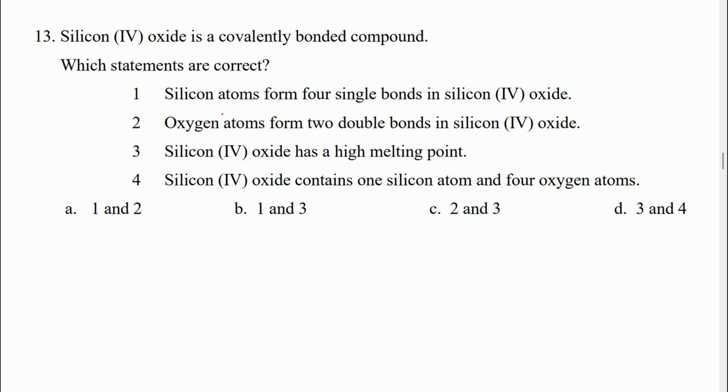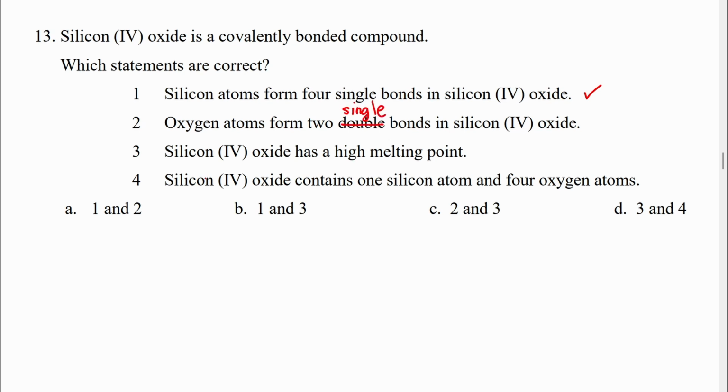Question 13. Silicon 4 oxide is a covalently bonded compound. Which statements are correct? Silicon atoms form 4 single bonds in silicon 4 oxide? Yes, that's correct. As we know, silicon 4 oxide is a giant three-dimensional tetrahedral structure in which each silicon is covalently bonded to 4 oxygen atoms and each oxygen is covalently bonded to 2 silicon atoms. Next, oxygen atoms form 2 double bonds in silicon 4 oxide. Okay, so this is wrong, it should be a single bond.